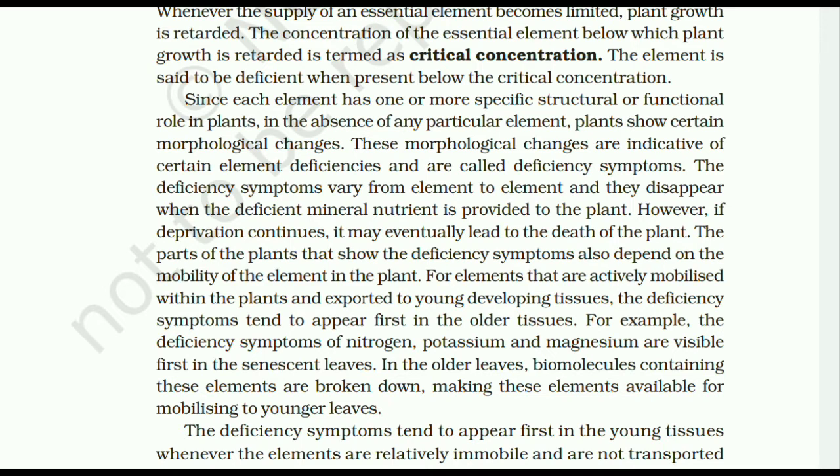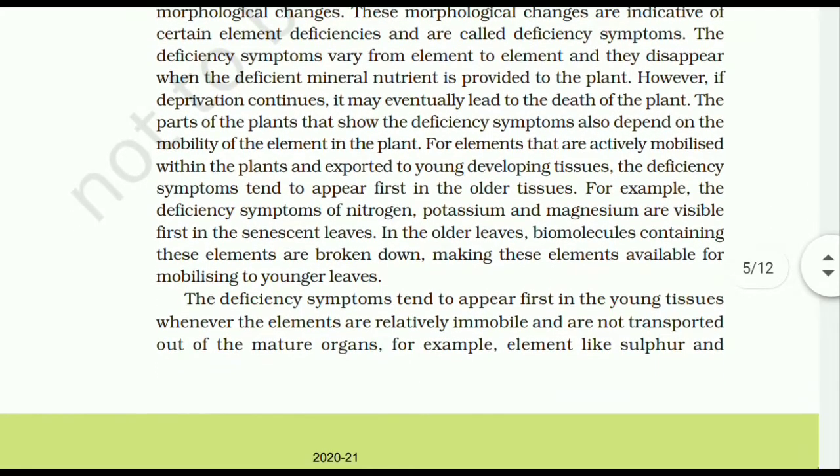The parts of the plant that show deficiency symptoms also depend upon the mobility of the element in the plant. For elements that are actively mobilized within the plant and exported to the young developing tissues, the deficiency symptoms tend to appear first in the older leaves. For example, the deficiency symptoms of nitrogen, potassium, and magnesium are visible first in the senescent leaves. In the older leaves, biomolecules containing these elements are broken down, making these elements available for mobilizing to younger leaves.